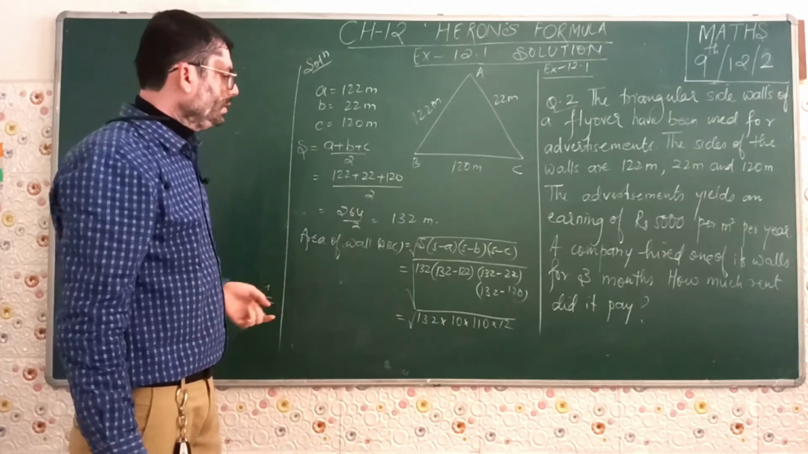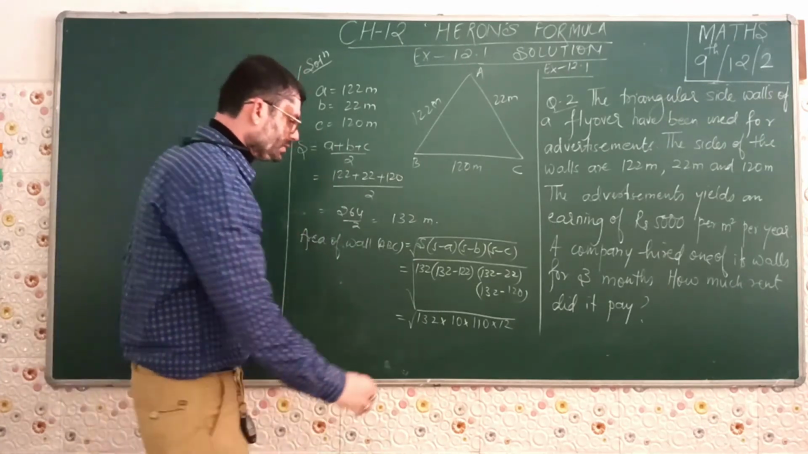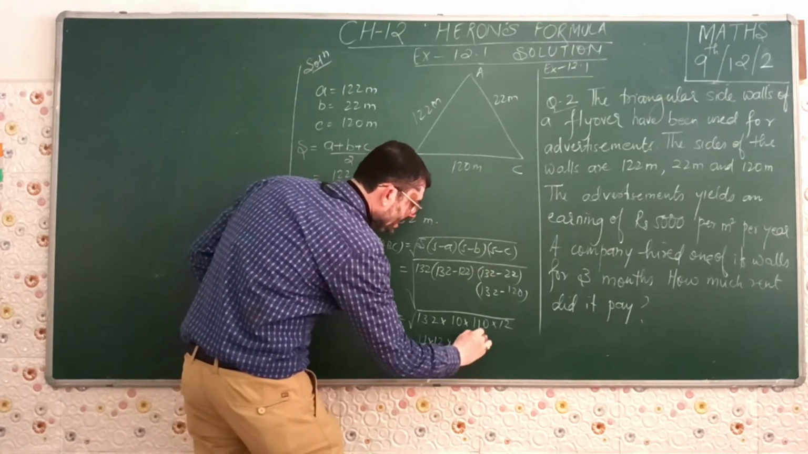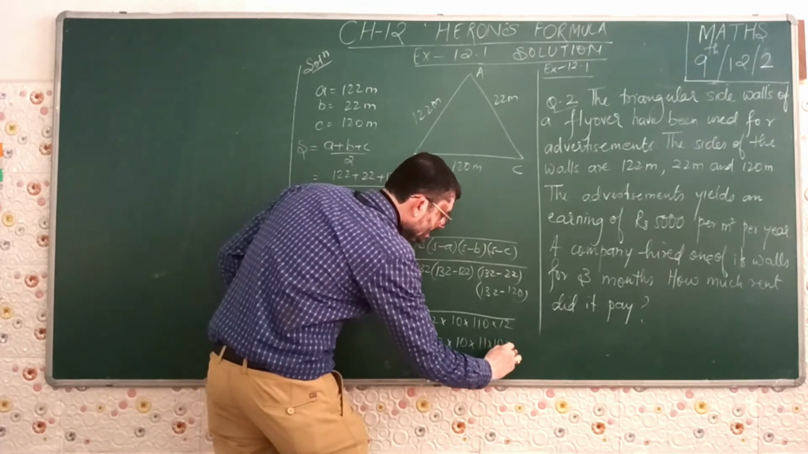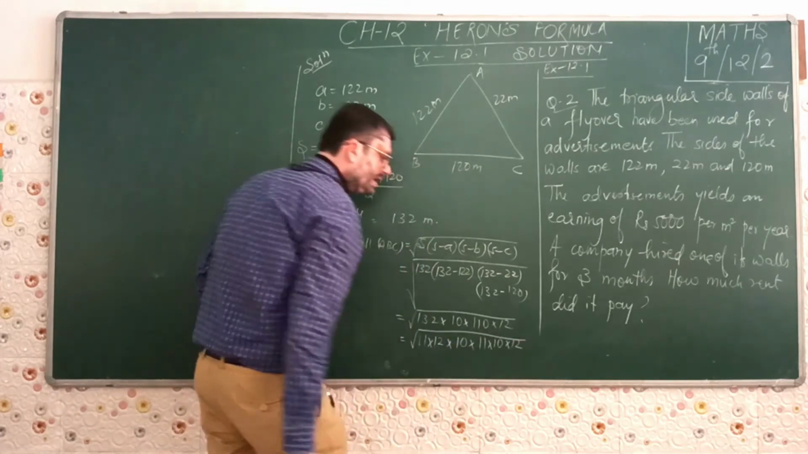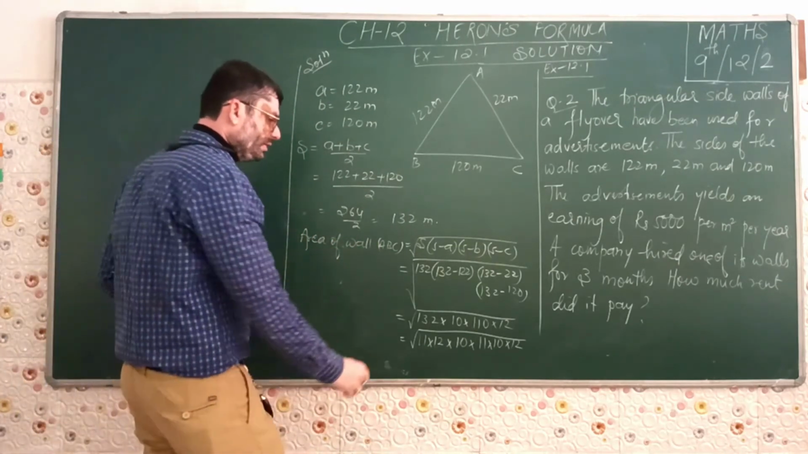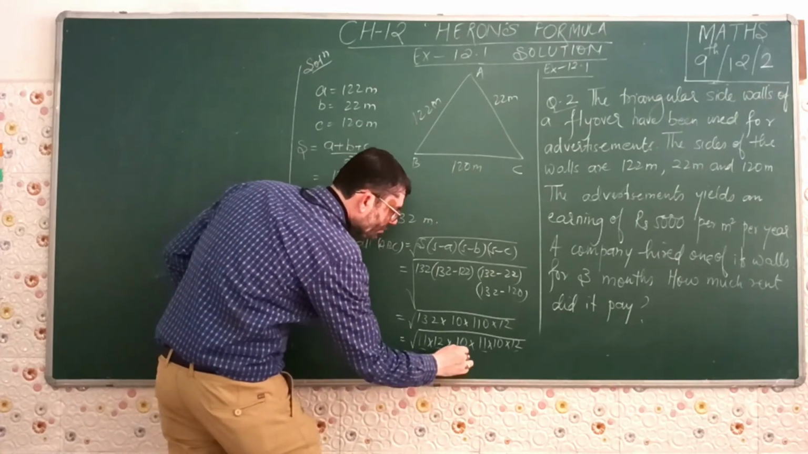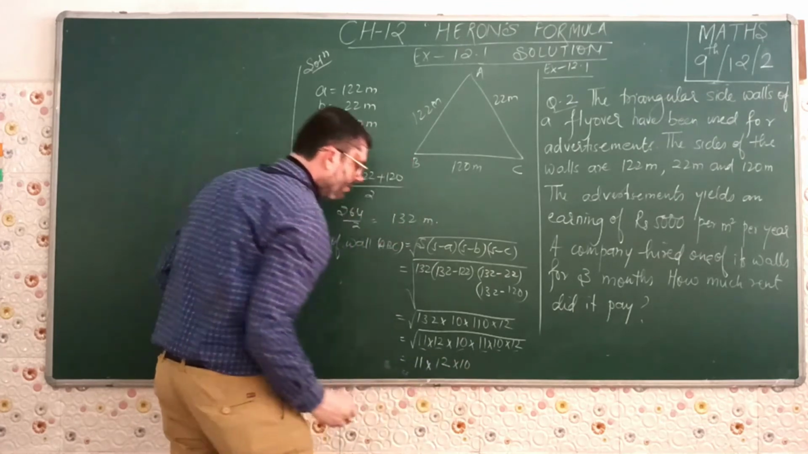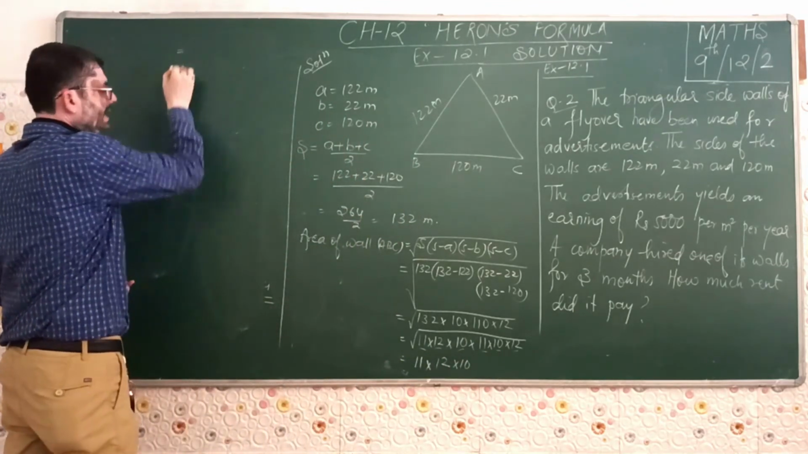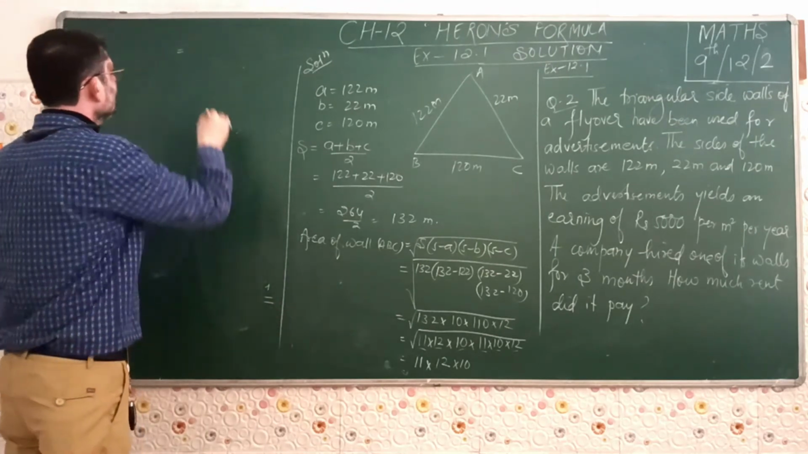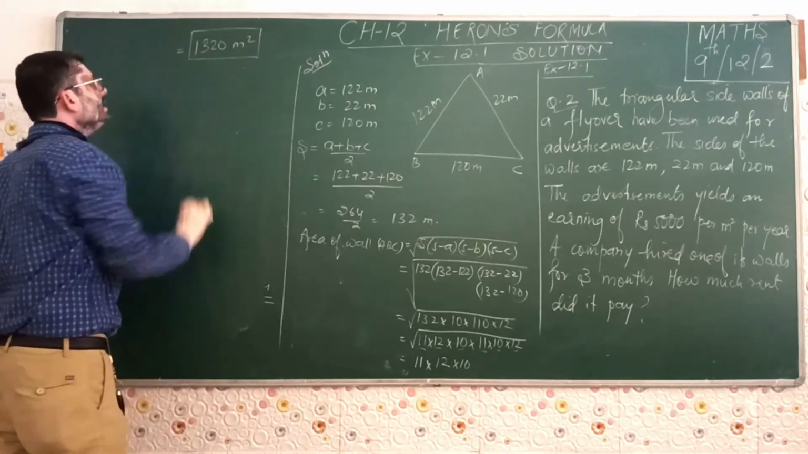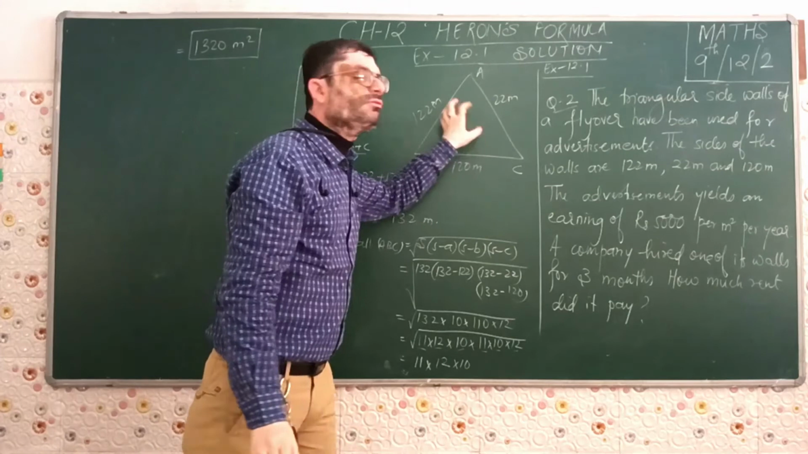Now let us try to make the factors in pairs. So 132 can be written as 11 into 12, 10 is as it is, 110 can be written as 11 into 10, and 12. We will try to make the pairs in order to find out the square root. So 11 is in a pair, 12 is also in a pair, and 10 is also in a pair. Finally, we get the area for advertisement as 11 into 12 into 10, which is 1320 meters square. This much area is being utilized for advertisement in one wall.